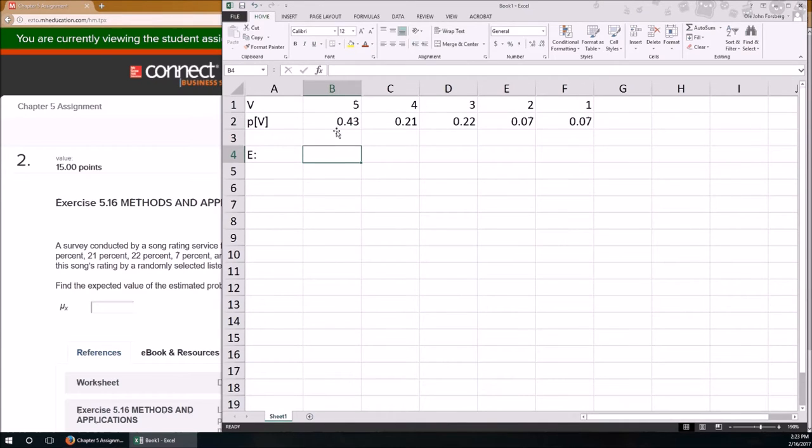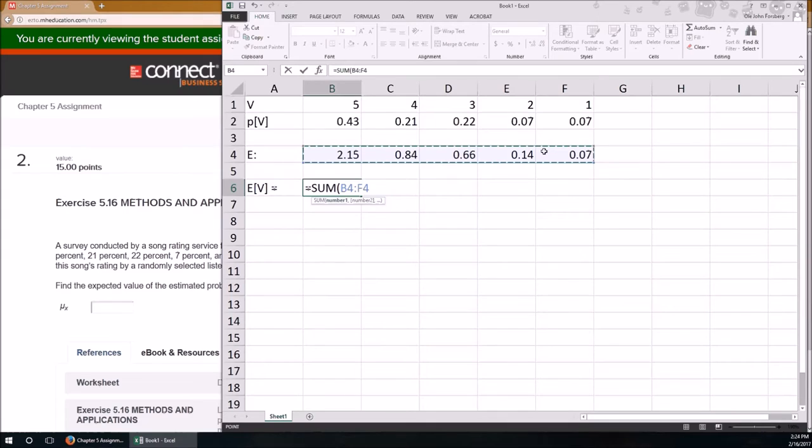So let me repeat that. Expected value is just the sum of all the values. So this is equal to the value times its probability. Copy that over. So 2.15 is 5 times 0.43. 0.84 is 4 times 0.21. 0.66 is 3 times 0.22, etc. And again, remember that the expected value is just the sum. That is adding all these up. Equals the sum of this entire row. 3.86.